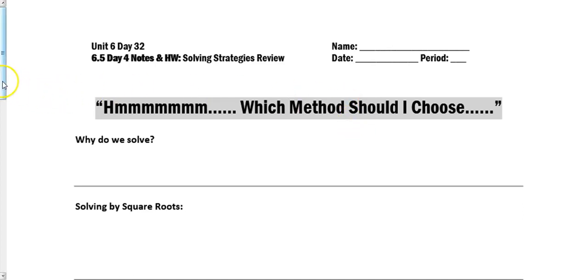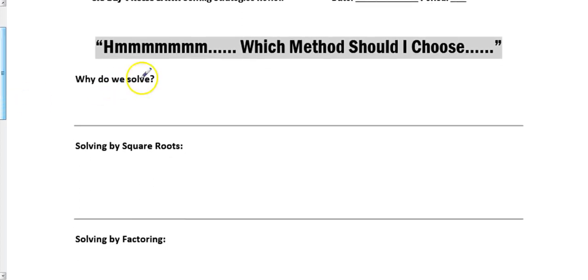So let's first answer this question, why do we solve? If you have a highlighter, I'll be highlighting these titles to make them stand out. So why do we solve? The whole purpose of solving is ultimately to find the value of x. We're trying to solve for x.